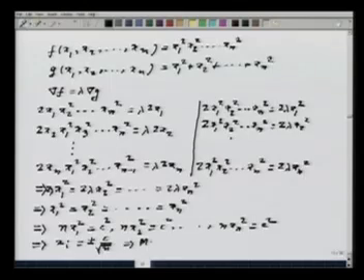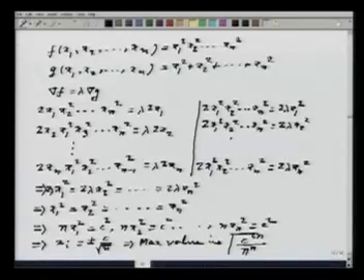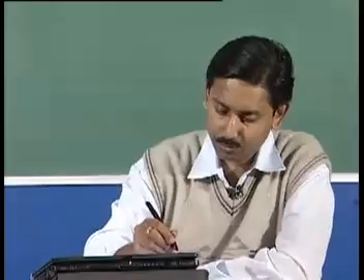So the maximum value is the product of all these squares. That means c square by n, n times, that means c to the power 2n divided by n to the power n. So this is the answer to the problem that I wanted to maximize. I have maximized. Now some more comments, so I would put it as a remark.